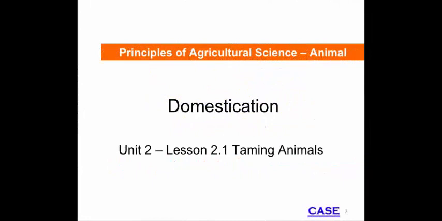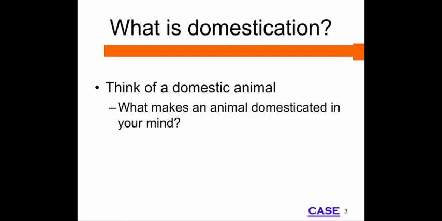Domestication, Lesson 2.1, Taming Animals. You just completed Lesson 1.1, Animal Planet, where you explored the diversity of animal agriculture by analyzing the uses of animal products and byproducts. The interaction between animals and people has been essential to human survival. The domestication of animals and plants led to structured civilizations, growing populations, and the advent of production agriculture.